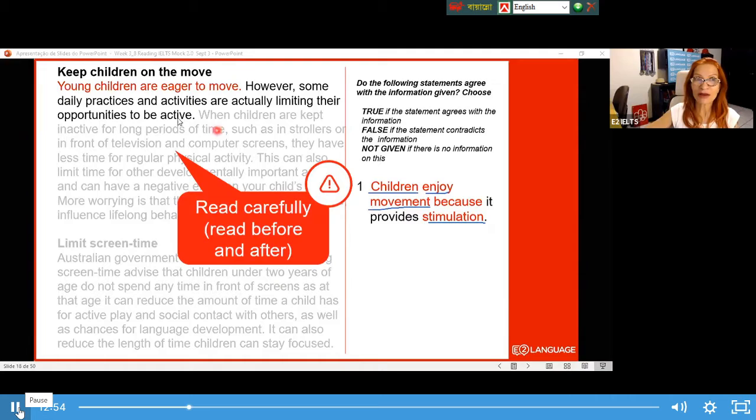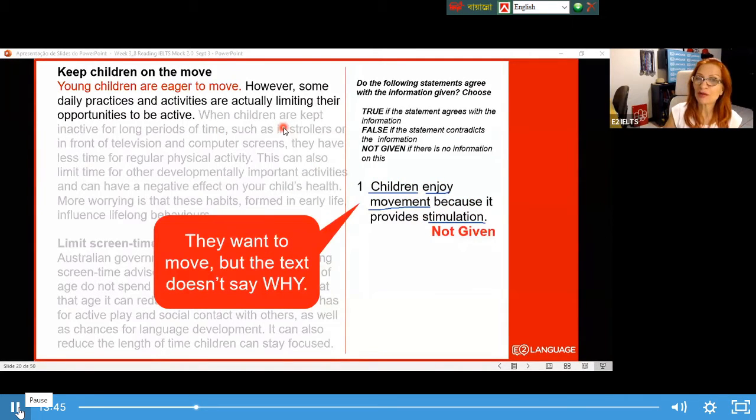it provides stimulation. Then we say, however, some daily practices and activities are actually limiting their opportunities to be active. So I don't see anything that confirms the fact that children enjoy movement because it provides stimulation. So let's choose. Very well done, class. Excellent. So you see, we don't have the information. There is no contradiction. The fact that they enjoy movement because it provides stimulation. We just don't have enough information to analyze.